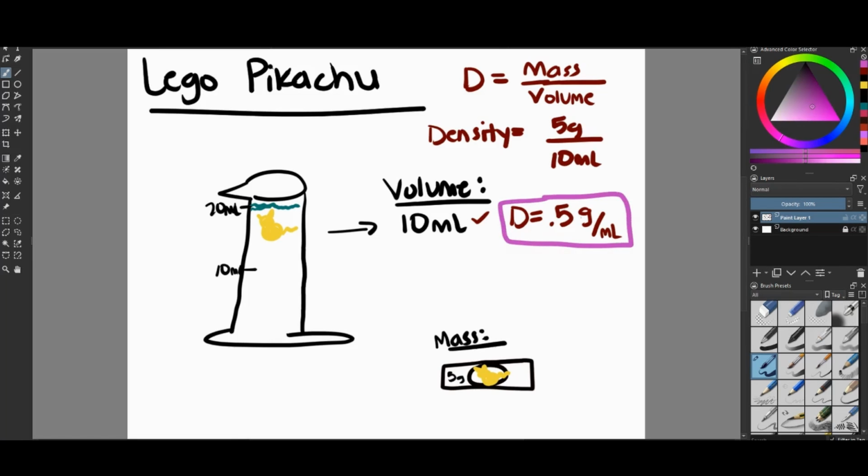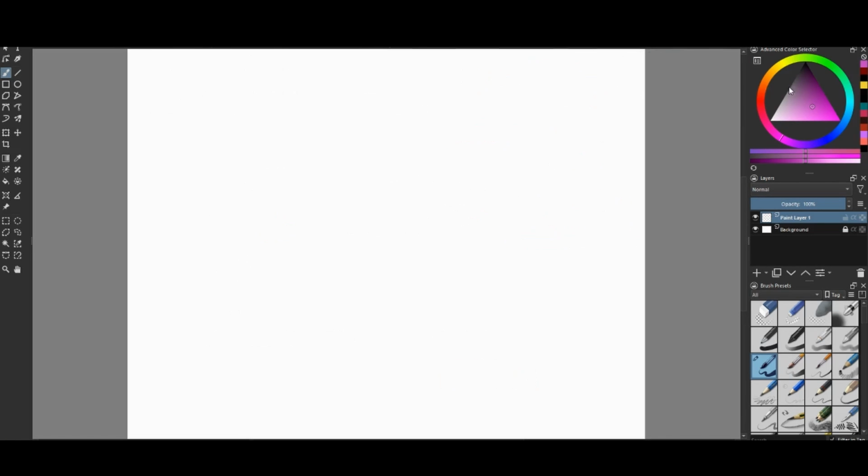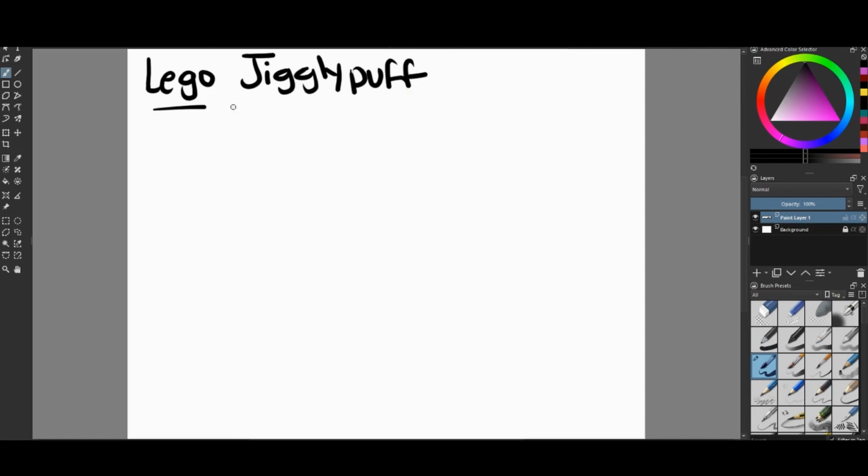Okay, so let's look at another example. So let's say that we also have a Lego Jigglypuff. Lego Jigglypuff. There we go. And we're going to calculate the density of that. So again, I'm just going to write my density equation up here. D equals M over V.